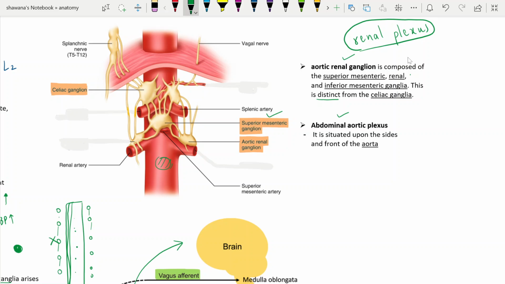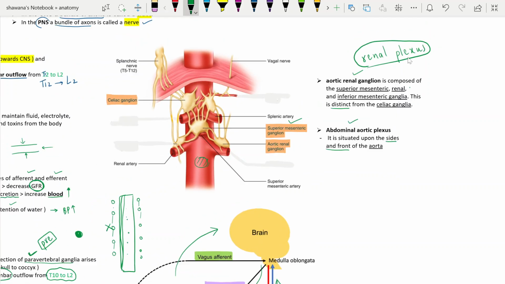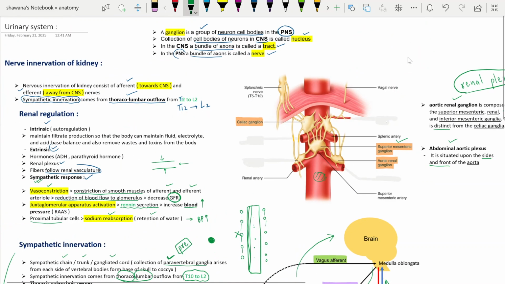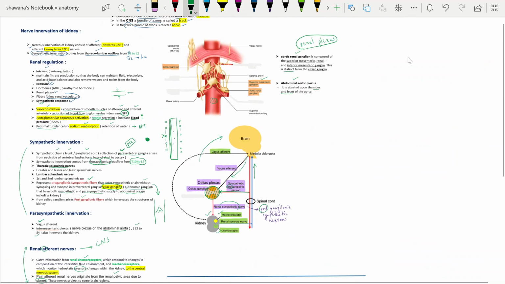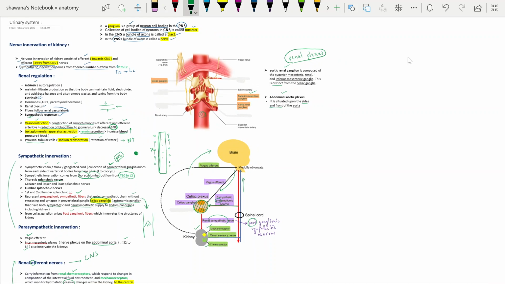Okay, then comes the abdominal aortic plexus. The abdominal aortic plexus is located on the sides and front of the aorta. Okay, it also has influence on innervation to the kidney. So I think that's all for today. I hope you understand the nervous innervation of the kidney.